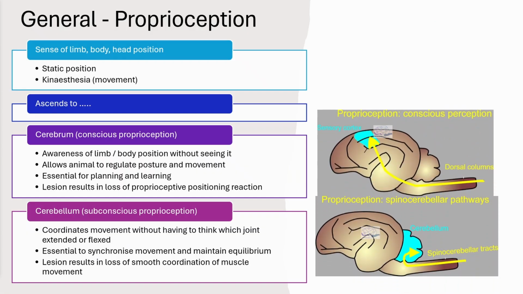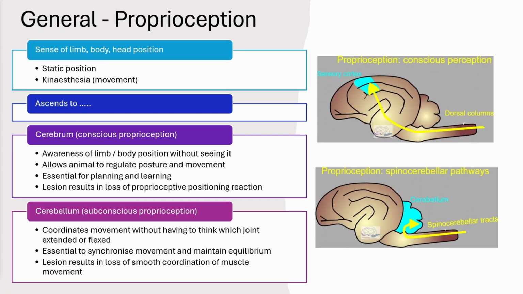This is the sense of knowing where your limb, body and head is in space, both when stationary, so sitting, lying, standing, and during movement, which we refer to as kinesthesia. And this proprioceptive information ascends to the cerebrum, which is referred to as conscious proprioception, and the cerebellum, which for the purpose of this YouTube video is referred to as subconscious proprioception.